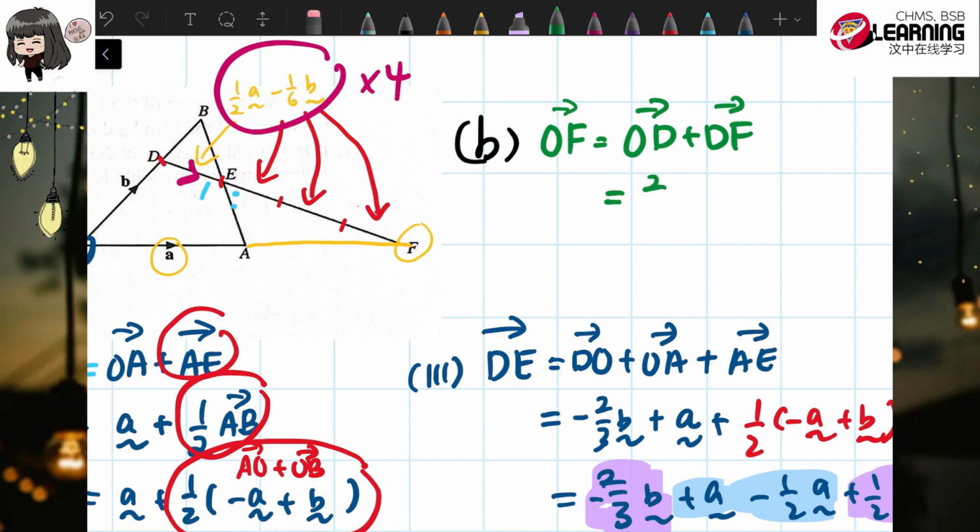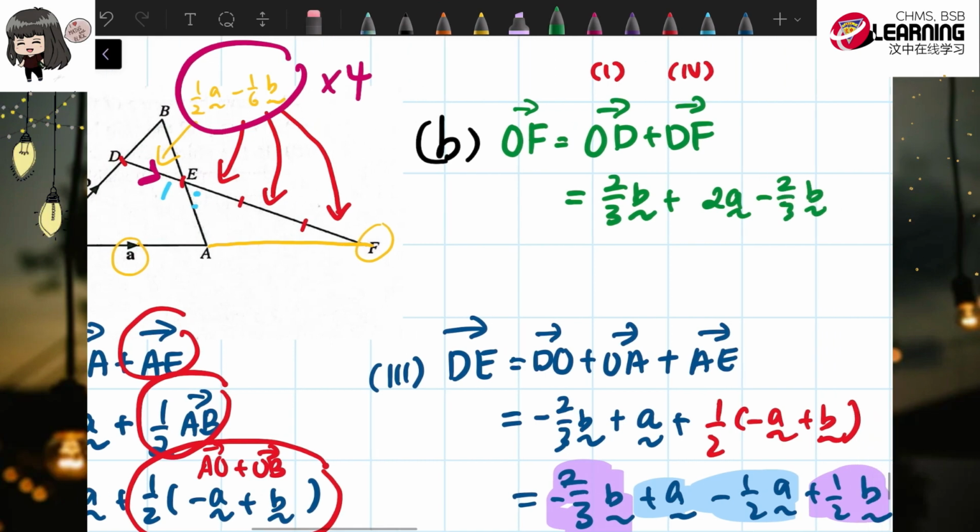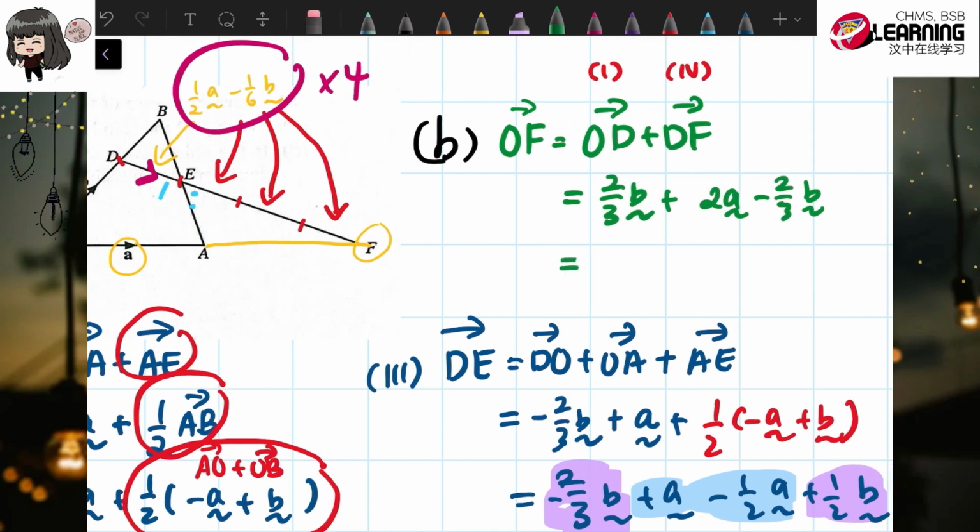OD is 2/3 of B, found in part 1. DF can be found in part 4. Plus DF, and DF is 2A minus 2 over 3B. Simplify this one. The like terms, 2 over 3B minus 2 over 3B, cancel out to 0. So we are left with 2A. So OF is 2A.